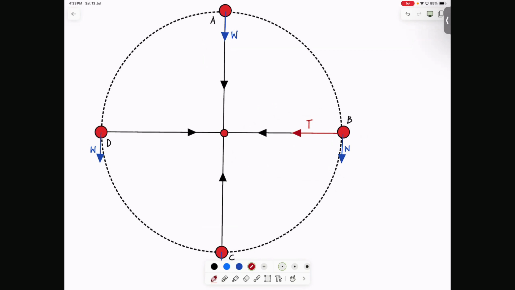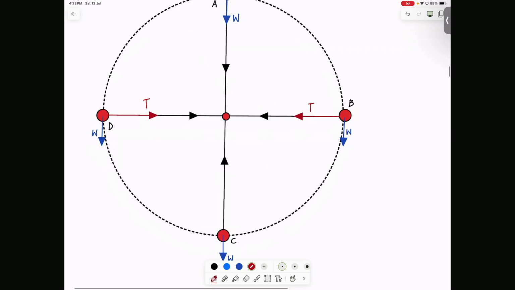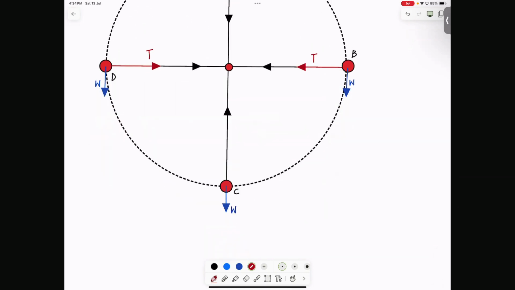Towards the center. So there must be a force to help me go towards the center. What should that be? Tension. Let's come to C. At C, can weight help undergo circular motion? No. Why? It is acting along the line, but is it acting towards the center or away from it? Away from it, right? So tension has to help here as well.